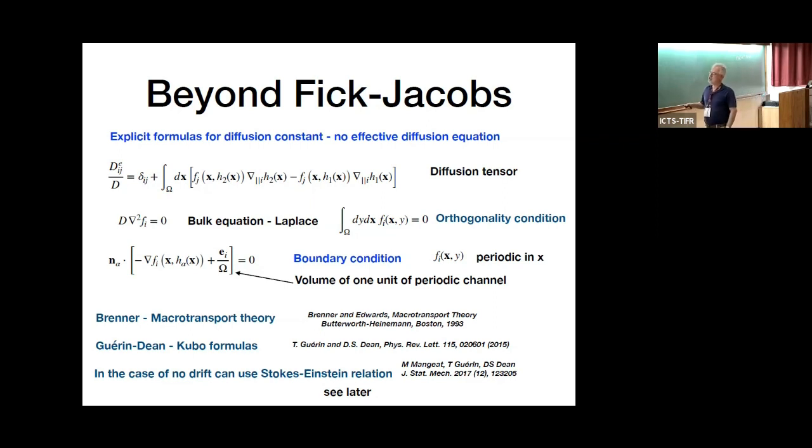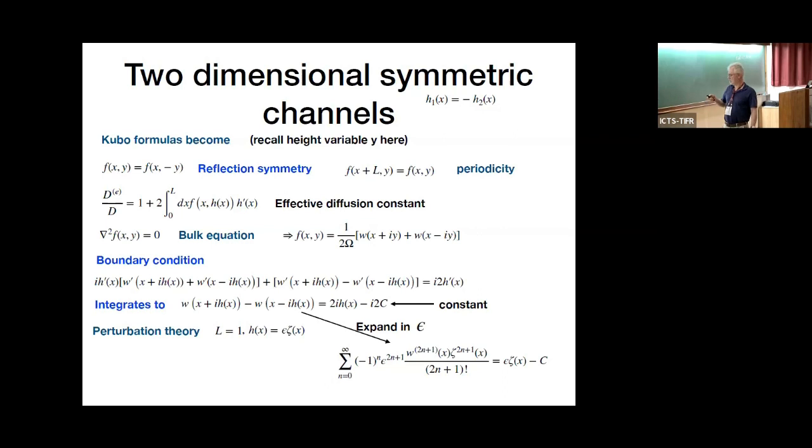So actually you can find these sorts of formulas. There's a very general macrotransport theory by Brenner and Edwards, okay? And there are also Kubo-type formulas. This one comes from the more fluids literature, and this is a more stat-mech approach. And actually in the case of no drift, you can use the Stokes-Einstein relation. If you use the Stokes-Einstein relation, I'll show you a very easy way of understanding how this comes up. So you have to solve these equations.